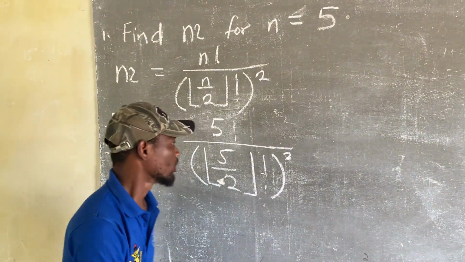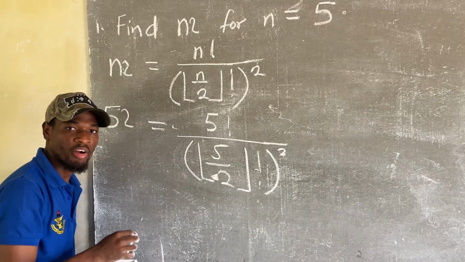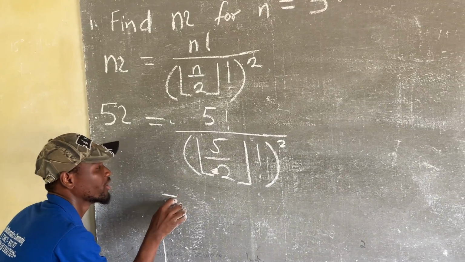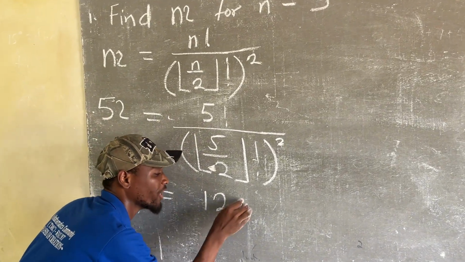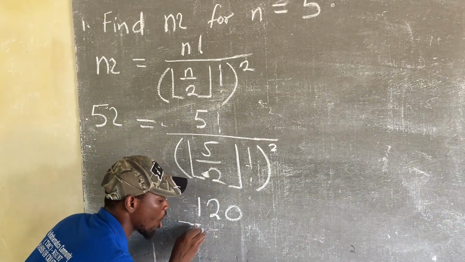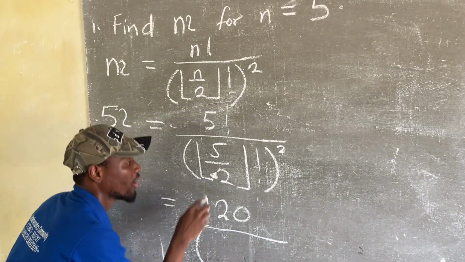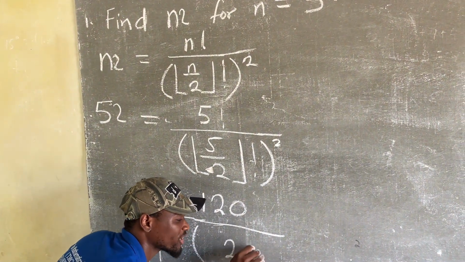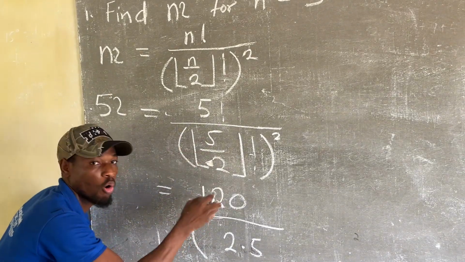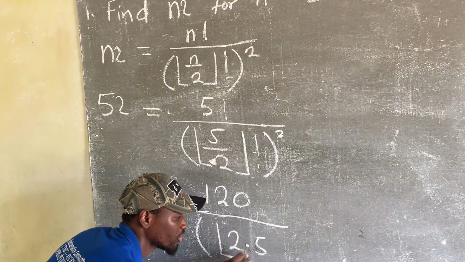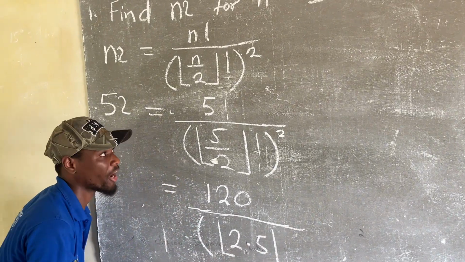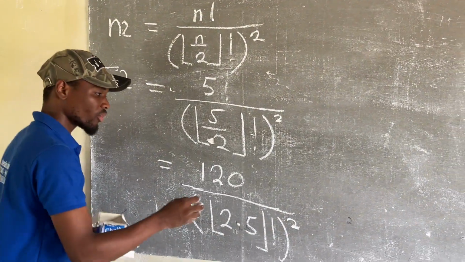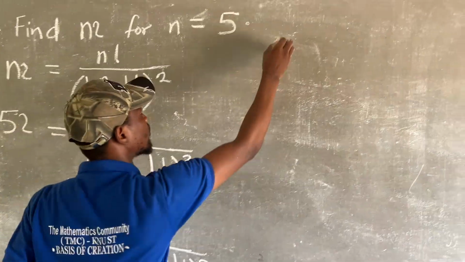Now, viewers, let us compute the numerator. 5 factorial is equal to 120. Then all over, what is 5 over 2? 5 over 2 is simply 2.5. But remember, we are taking the floor of 2.5. Then I have factorial, then all squared.